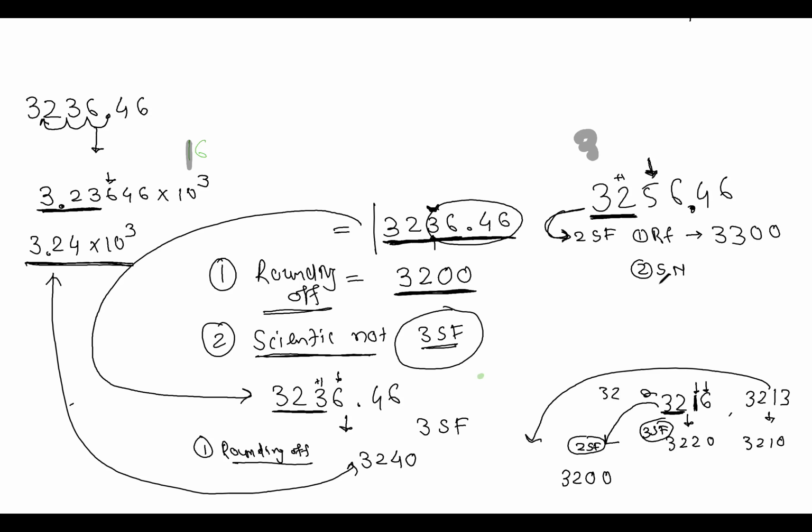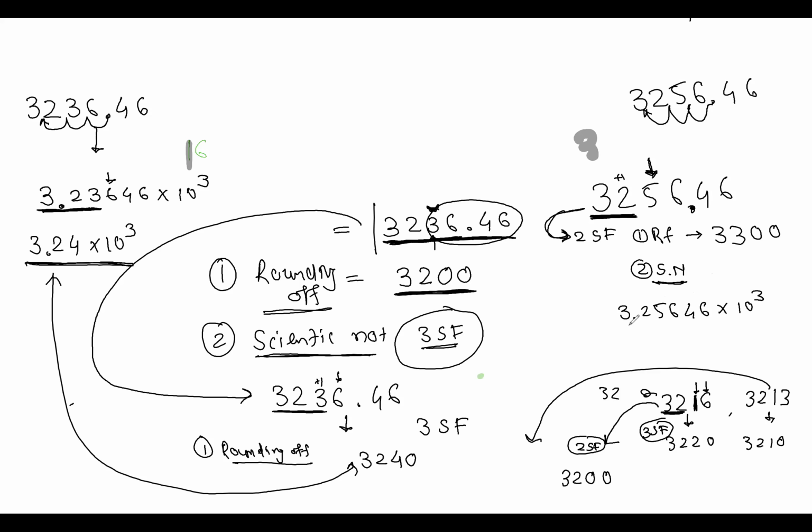For scientific notation, what are you going to do? 3.3 times 10 to the power of 3. I think everybody agrees, but I'm just going to explain. When you write the scientific notation, you have to move your decimal place after the first non-zero number. So it should be 3.25646 multiplied by 10 to the power of what? You move 3 places to the left, so it should be plus 3.